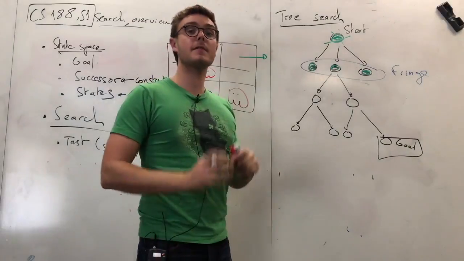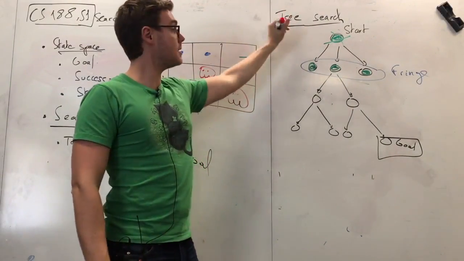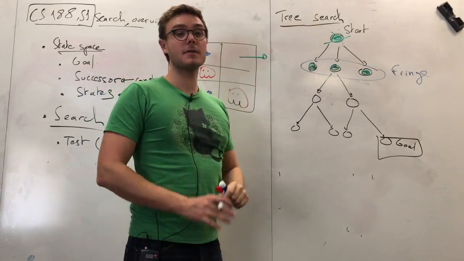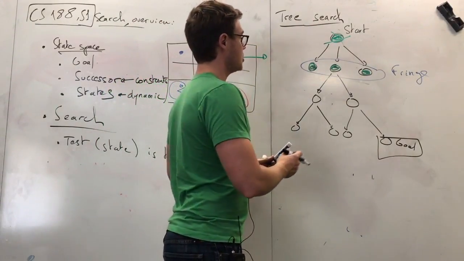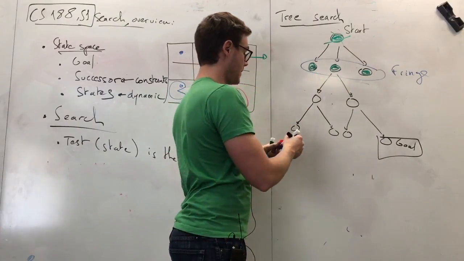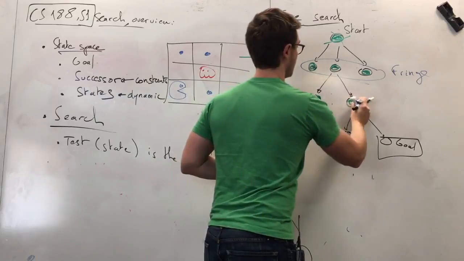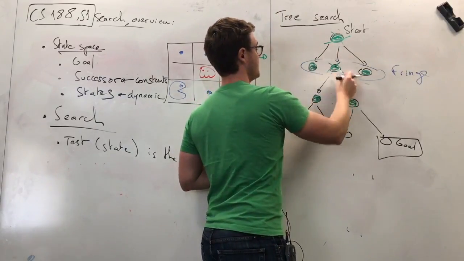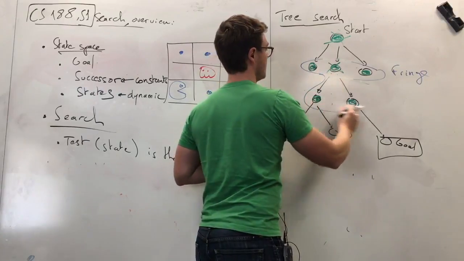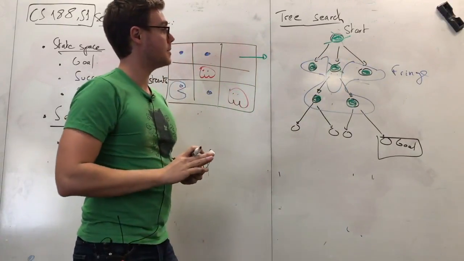So for example, here I've already explored the start. It's not part of the fringe. It's passed. I know what happens there. And so the fringe is going to be this frontier, which is going to change. So for example, here, if I choose to expand this node, I'm going to get rid of this node because I know the outcome of the expansion here. And that's going to be my fringe.